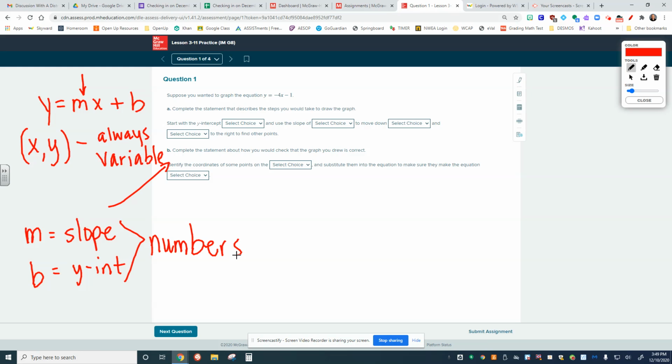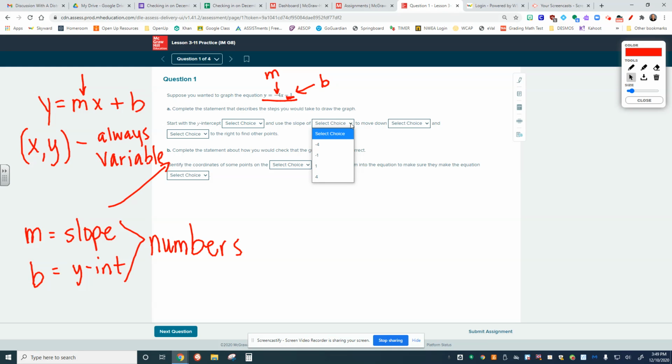What does that mean for us here? Well, when we look at our equation, y is equal to negative 4 times x minus 1. The negative 4 is the coefficient, making that the slope. The negative 1, or the minus 1, is our constant, making that b. Now, how does that help us? Well, when we're starting with the y-intercept, we can figure out how to write the ordered pair for the y-intercept being negative 1. Which one of these will represent that? Make your choice.